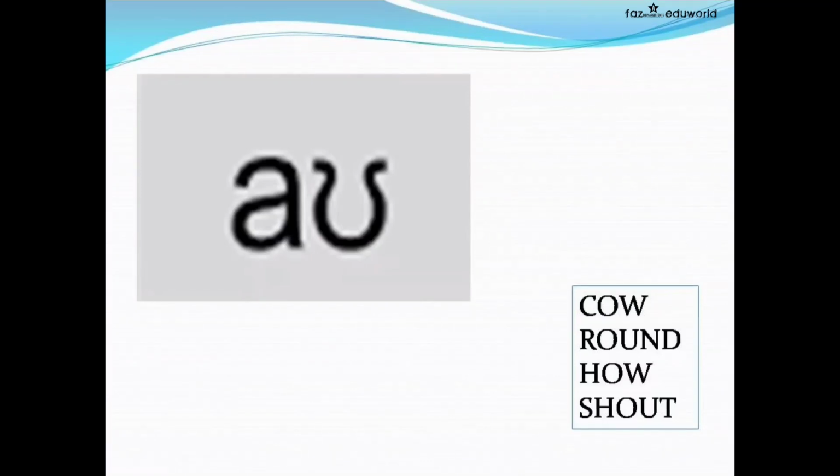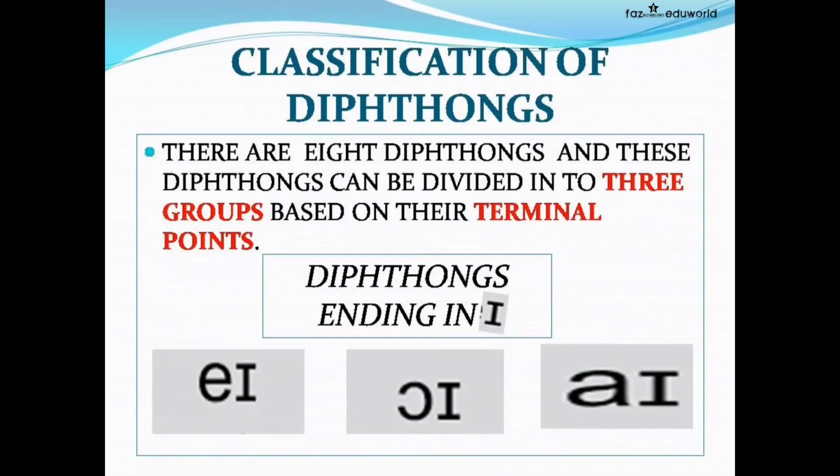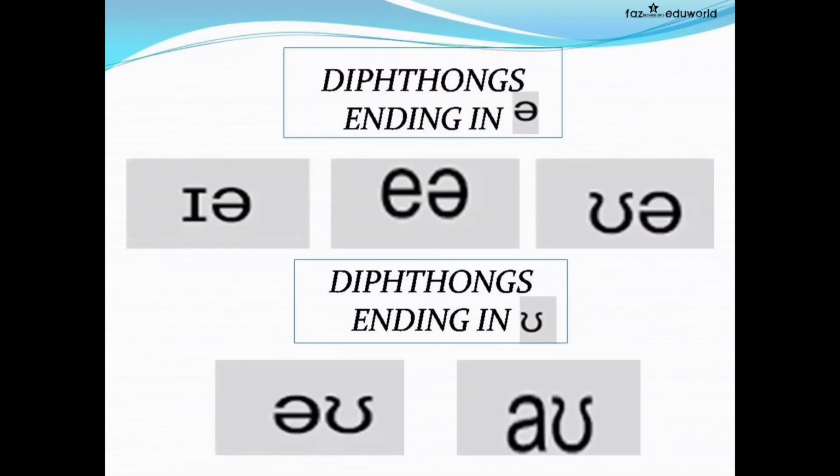So here, classification of diphthongs. There are 8 diphthongs, and these diphthongs can be divided into 3 groups based on their terminal points. First category is diphthongs ending in E sound. We have A, OI, and I. Next is diphthongs ending in U sound. We have ear, air, ua. And the last is diphthongs ending in U sound. O and ow. That's all.